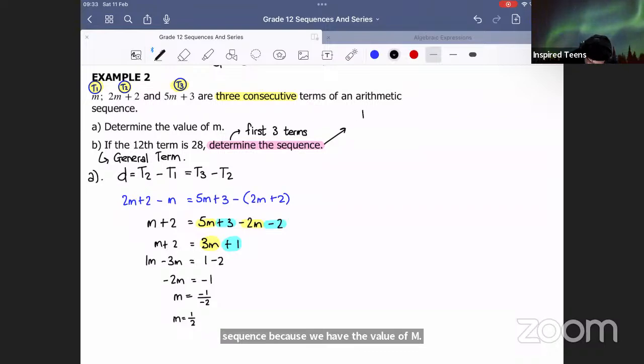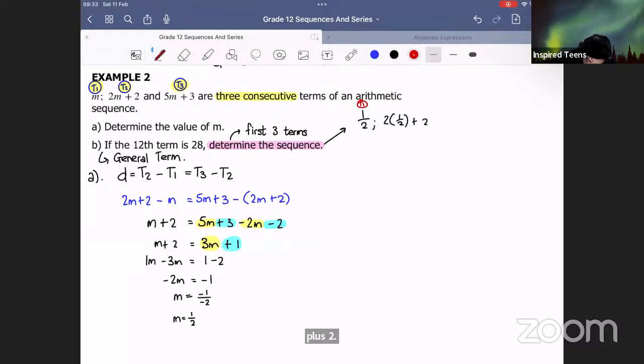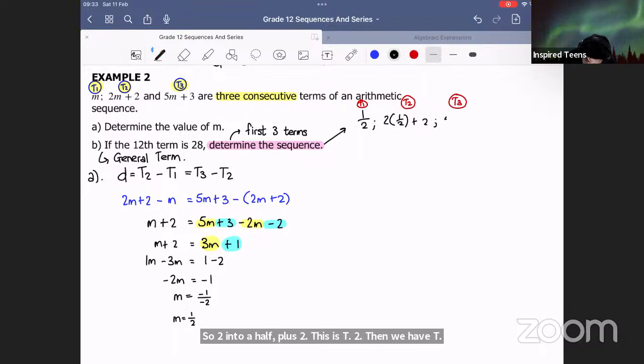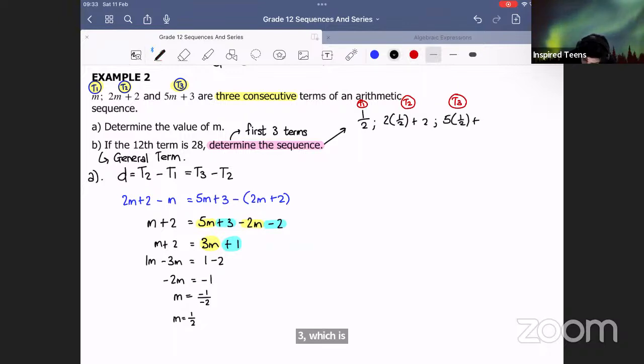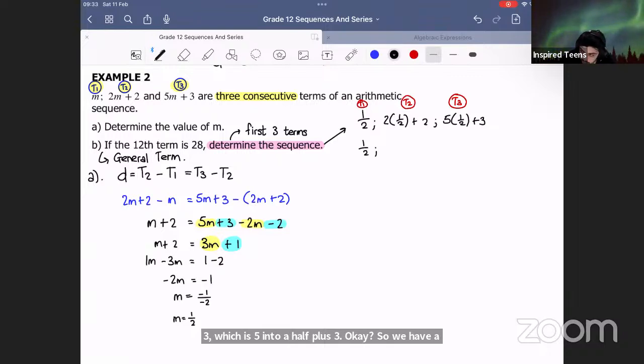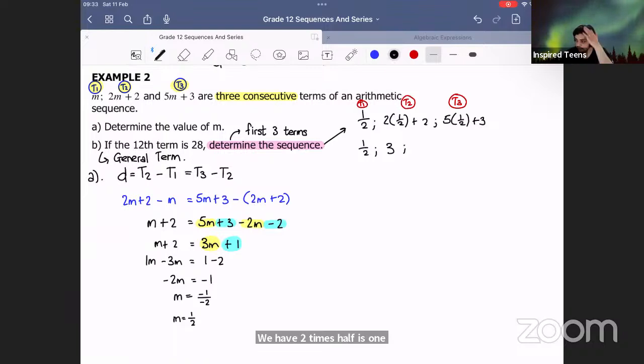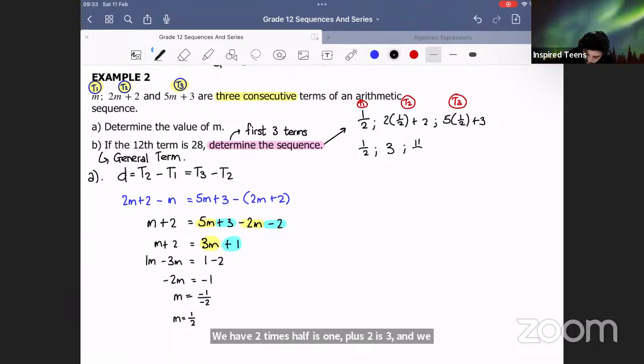So T1 is M, so T1 is half. Then we have T2, which is 2 into M plus 2, so 2 into a half plus 2. Then we have T3, which is 5 into a half plus 3. So we have a half. We have 2 times half is 1, plus 2 is 3. And we have 5 times a half plus 3, we can just call that 11/2. We'll leave it as a fraction. Now we have determined the sequence, the first 3 terms.